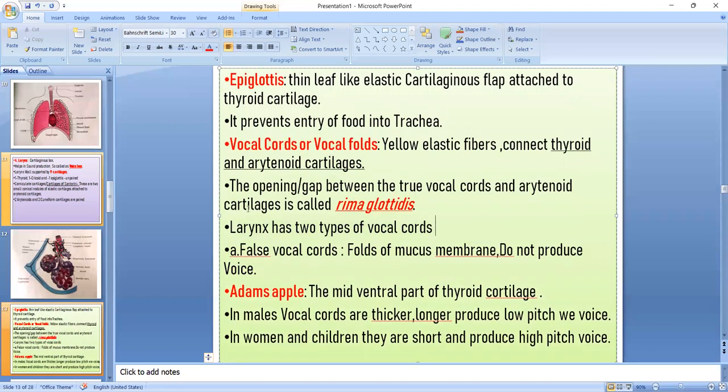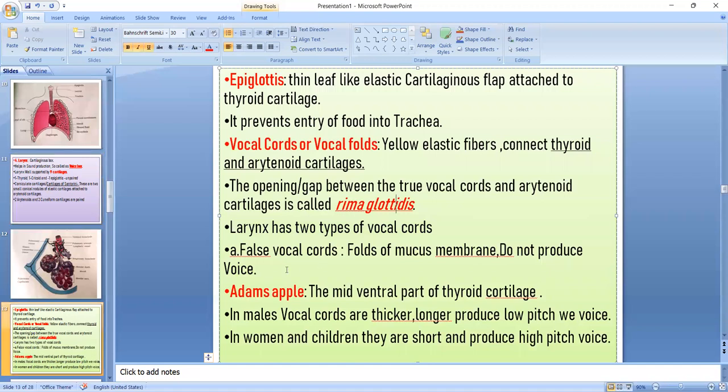Right. So the gap between the vocal cords, particularly true vocal cords and arytenoid cartilages, is called rimoglottidis. Okavela option lo the gap between the vocal cords is called ante kuda rimoglottidis ani cheppali. Idi gurtunchukovalsina point exam kosam, JL exam.